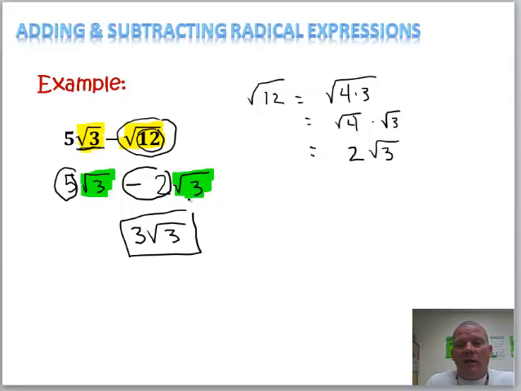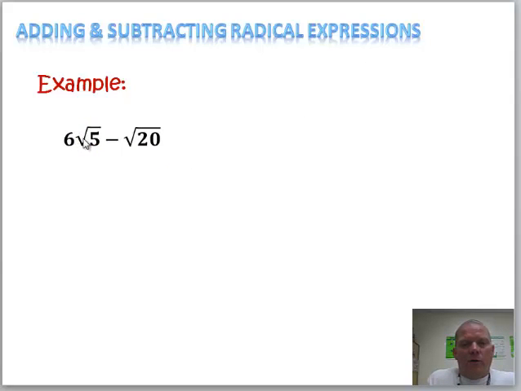Hopefully you understood that. If you didn't understand it, rewind back and look at that example again before we move on. Okay, our third example, I have 6 times the square root of 5 minus the square root of 20.